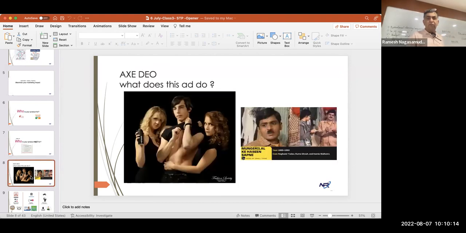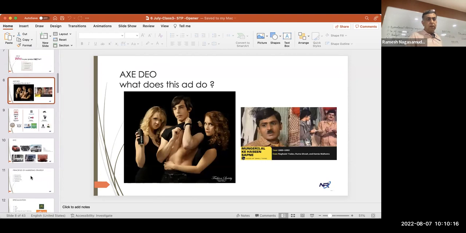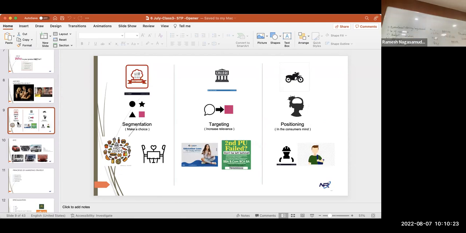Now let's go into this. We have had enough of this for today. So we'll move on to it. So the topic that we are discussing today is known as segmentation, targeting, and positioning.